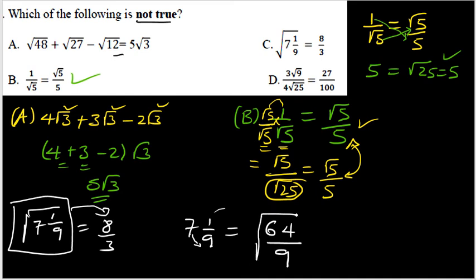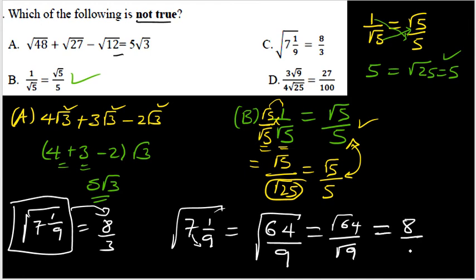Then this whole thing is under the square root, because originally it is in the square root. This is equal to square root of 64 over square root of 9. We can break down the square root and give it to the numerator and denominator. The square root of 64 is 8 and the square root of 9 is 3. So it is the same as the right hand side. That is correct.